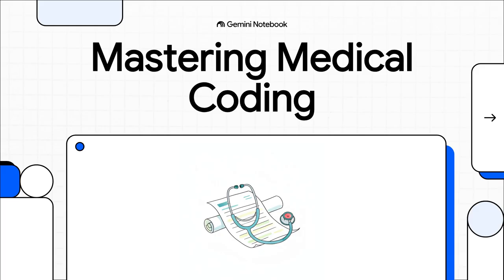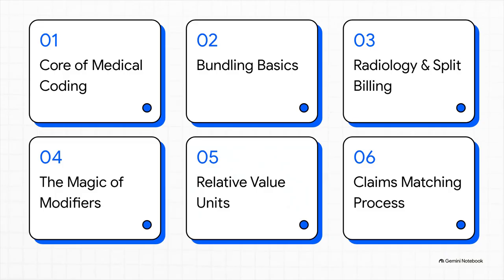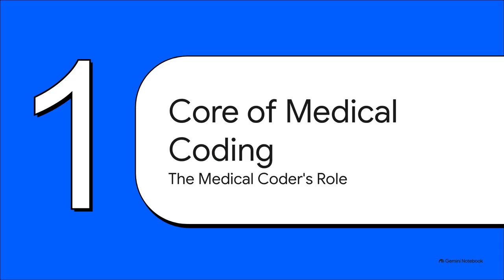We'll be breaking down exactly how bundling, modifiers, and reimbursement mechanisms actually work behind the scenes to keep the entire healthcare revenue cycle moving. So here's our roadmap for the explainer. We're covering 1. The core of medical coding, 2. Bundling basics and pitfalls, 3. Radiology and split billing, 4. The magic of modifiers, 5. Relative value units, and finally 6. The claims matching process. All right, let's jump straight into Section 1, the core of medical coding.